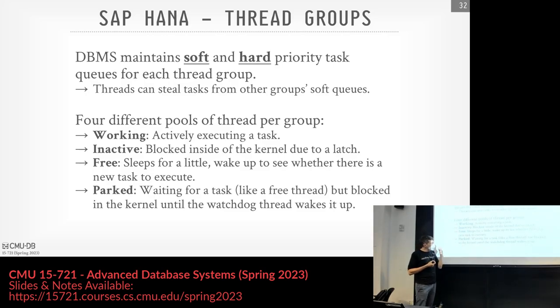The free pool is basically threads in a busy loop, where they sleep for a little bit, wake up, and see whether there's something to do in the two queues. If not, they go back to sleep, and they're spinning in user land. And the parked pool is like the free pool, a thread that's looking for work to do, but rather than doing busy loops and spinning, waking up over and over, you block it on some mutex so it gets descheduled in the kernel, and it just sleeps down there. Then I can wake it up later with the watchdog thread.